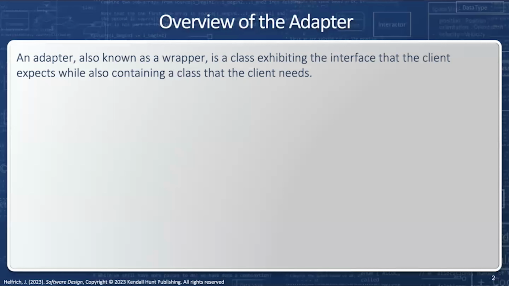An adapter, also known as a wrapper, is a class exhibiting the interface that the client expects, while also containing a class that the client needs. So we have three parts. We have the client, we have the adapter, and we have the provider. Let's talk about these in turn.